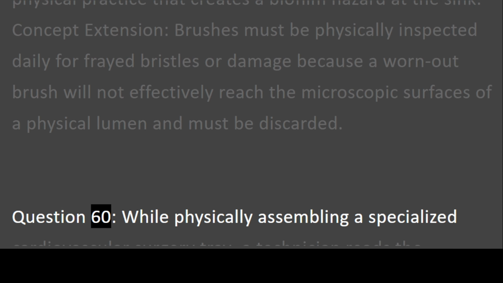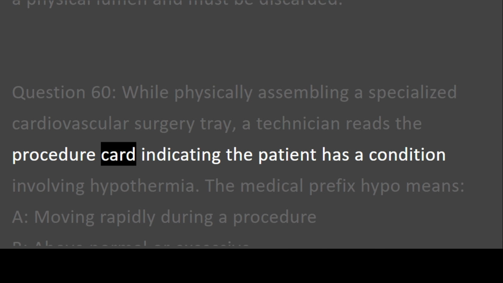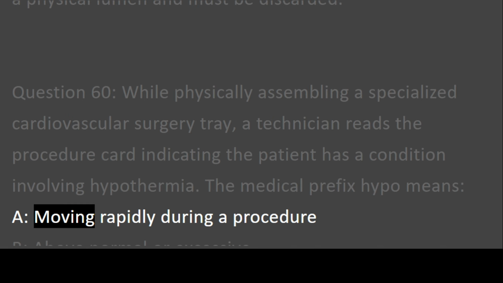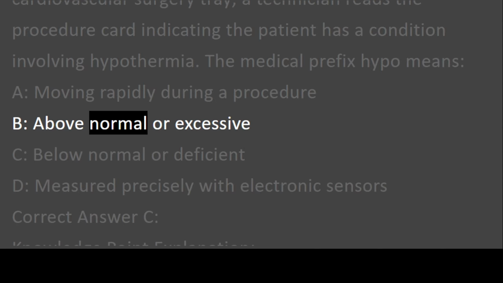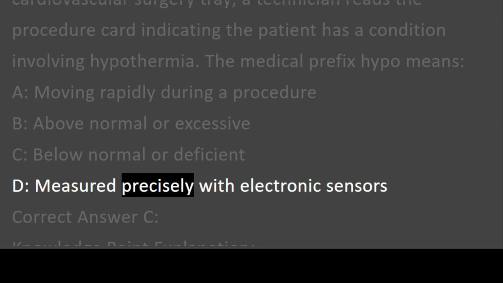Question 60. While physically assembling a specialized cardiovascular surgery tray, a technician reads the procedure card indicating the patient has a condition involving hypothermia. The medical prefix hypo means A. Moving rapidly during a procedure. B. Above normal or excessive. C. Below normal or deficient. D. Measured precisely with electronic sensors.